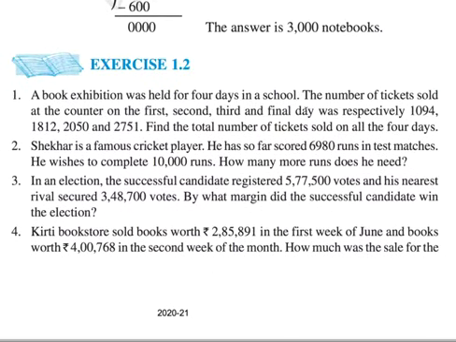Exercise 1.2. A book exhibition was held for 4 days in school. The number of tickets sold at the counter on the 1st, 2nd, 3rd and final day was respectively these many. Find the total number of tickets sold on all 4 days. That means you need to add them up. 1094 plus 1812 plus 2050 plus 2751.